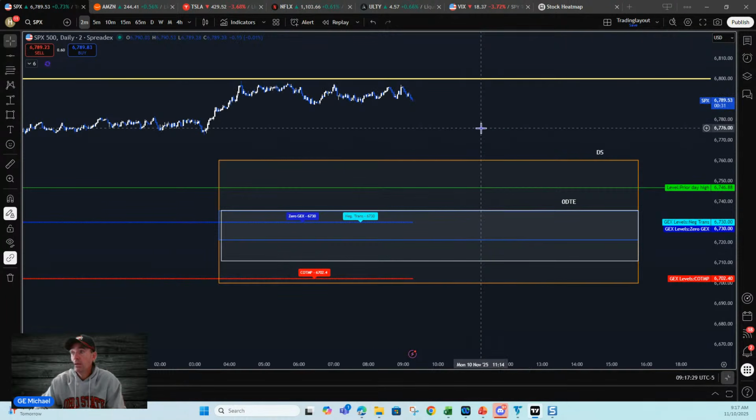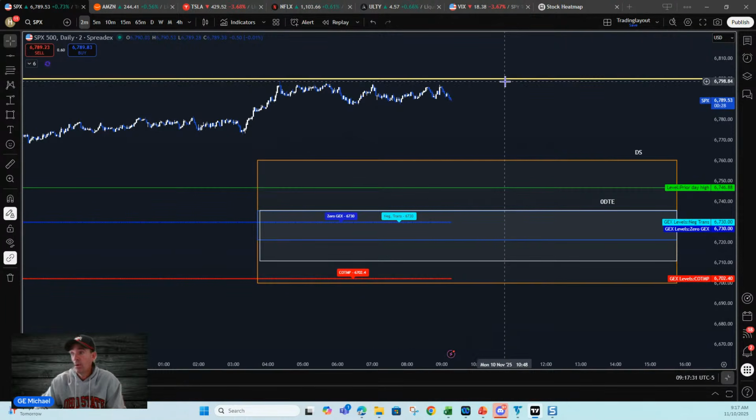So again, a quick takeaway, 6,800 to the upside. We'll watch that. Top of DS, 6,760 on a pullback. Above 6,800, we would be long. Possible short at 6,800 for a move back down towards DS. And then staying above transitions will be key as we head into the day.